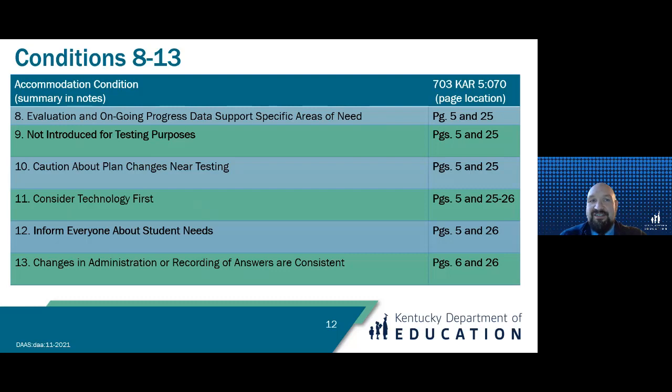Condition number 11, the use of technology shall be the first accommodation considered before adult accommodation, such as a reader or scribe, if feasible. A shortage of workstation, software, physical space, or training shall not be used as a reason for failing to provide assistive technology as an accommodation.